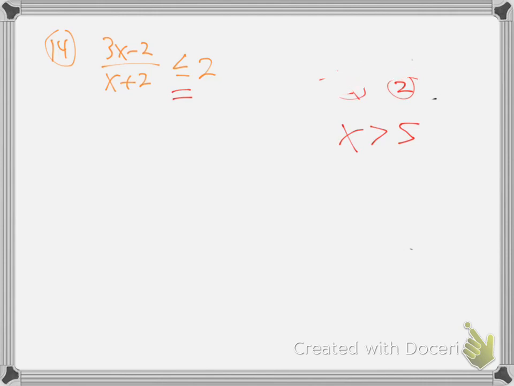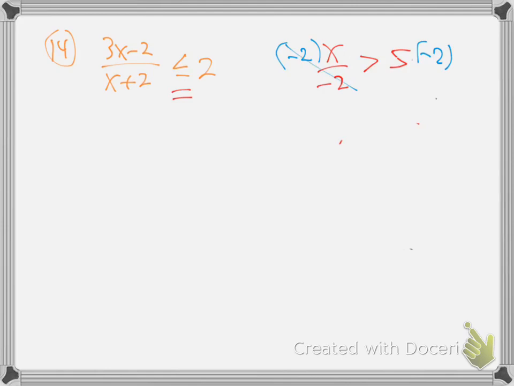So let me ask this. What if I had x over -2 greater than 5? How would I solve that? How do you get that x alone? Multiply both sides by -2. That cancels that out. And you've got to flip the symbol because you multiplied by a negative, and that'd be your answer, and that's correct.